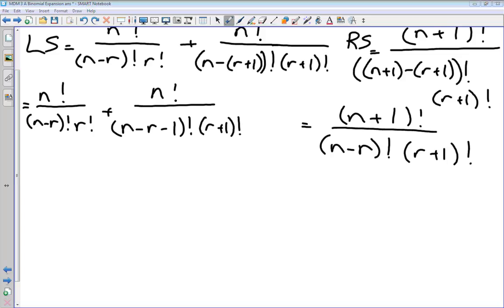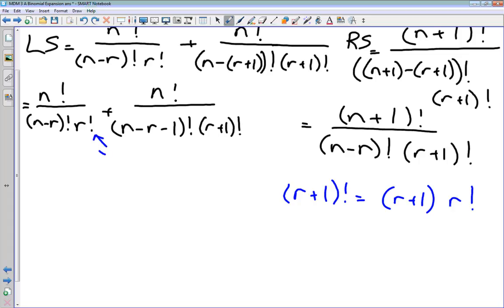We know from our work in the previous unit that r plus 1 factorial is equal to r plus 1 times r factorial. So if I want to get this r factorial to be an r plus 1 factorial, I have to multiply it by r plus 1. So I'm going to multiply by r plus 1 in the denominator. I'm going to do the same thing up top. As long as I do the same thing to the numerator and the denominator, I don't change it.